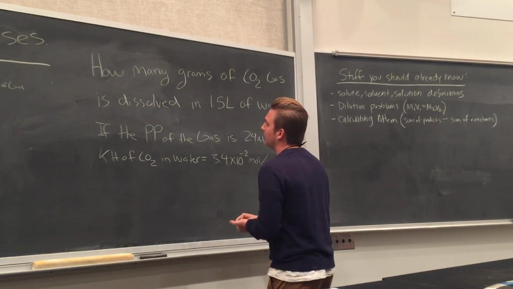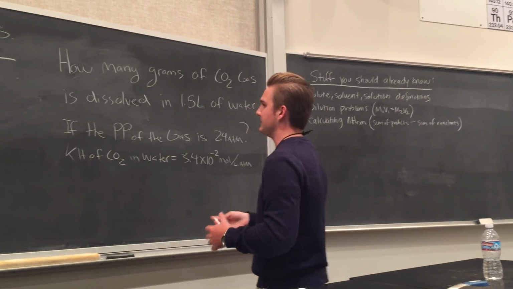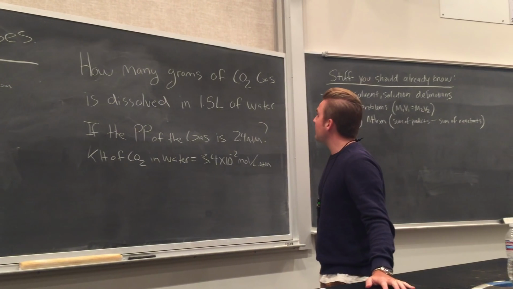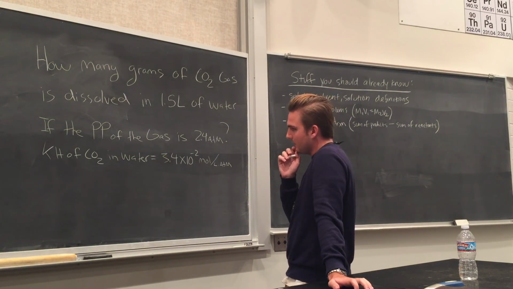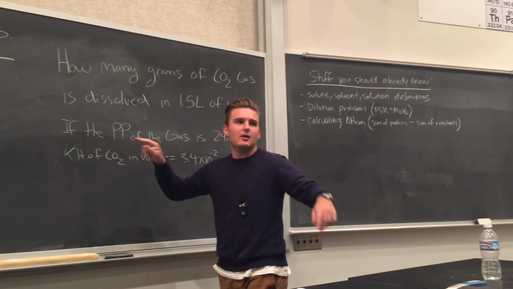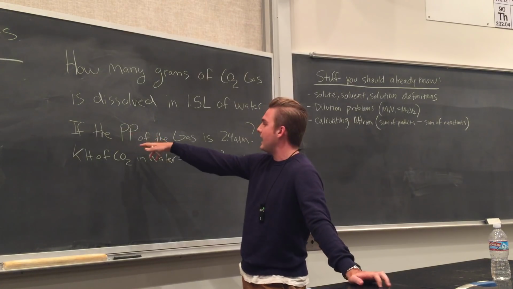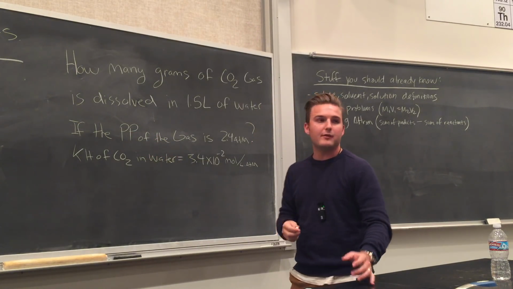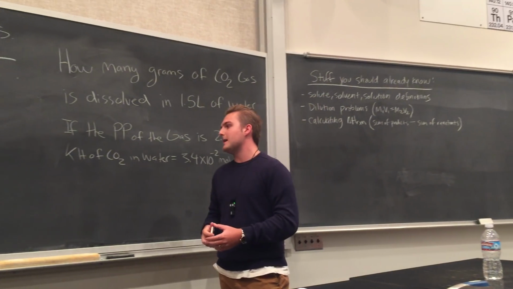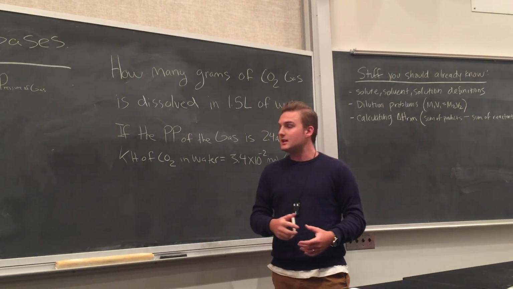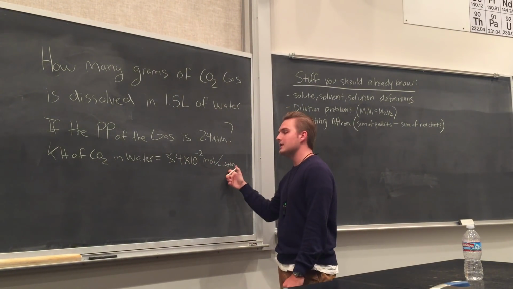And we're going to look at this problem, a classic Henry's Law problem in solubility of gases. How many grams of CO2 gas are dissolved in 1.5 liters of water if the partial pressure, so I abbreviated a lot of stuff in some of these problems just to make them quicker, PP, right? The partial pressure of the gas is 2.4 atm, okay? And then they give me some random information with this problem: the KH of CO2 in water was 3.4 times 10 to the negative 2, and these were the units.